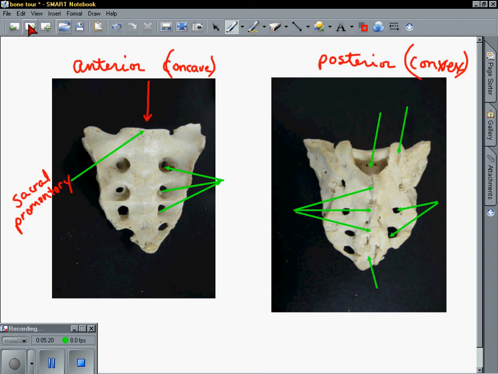Then we have the holes on the front through which nerves pass. These are simply called anterior foramina, or anterior sacral foramina if we want to be more specific on that. Foramina is just the plural of the word foramen. On the other side we have the posterior surface, and we have all these posterior sacral foramina on both sides of this ridge in the center. That ridge is called the median sacral crest.